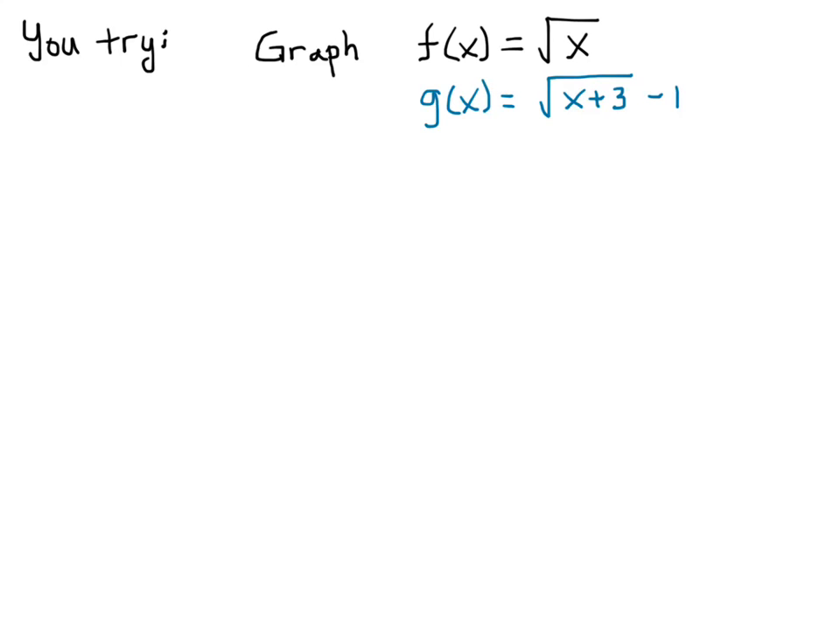So you try this one. Make this sketch in your notebook. I'm going to use the toolkit function, the square root of x, but what I'm going to do is add 3 to x and subtract 1 from the function. So how is that going to look?